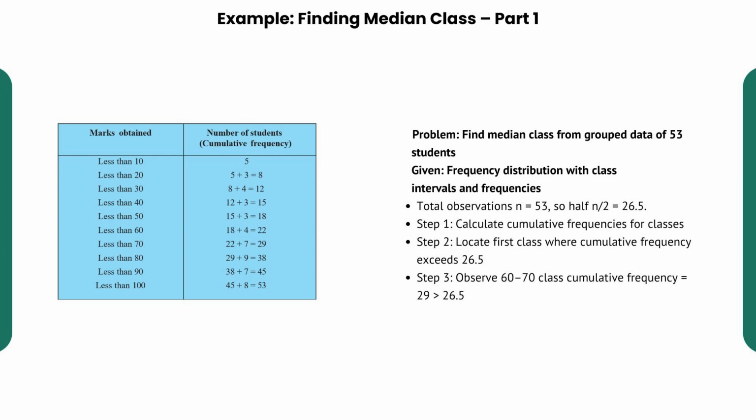Once you have the cumulative frequencies, look for the class whose cumulative frequency is just greater than or equal to 26.5. Checking the data, the class 60 to 70 has a cumulative frequency of 29, which is just greater than 26.5. This means the median class is 60 to 70. Identifying the median class is a crucial step. In the next slide, we will calculate the exact median value within this class using a formula.